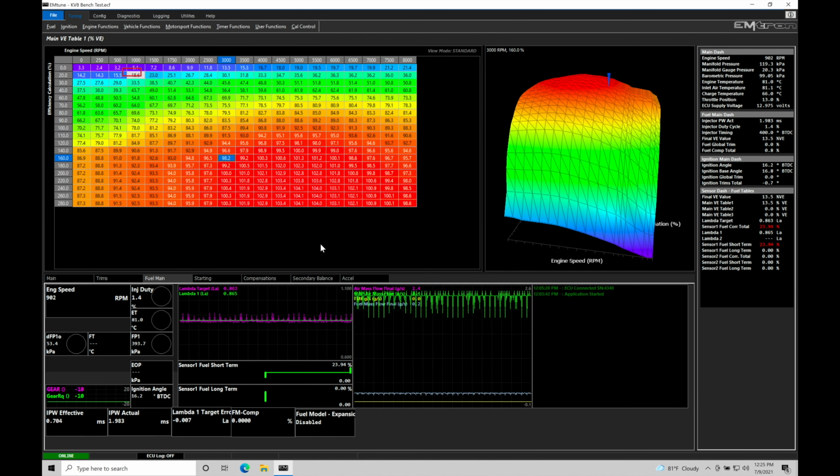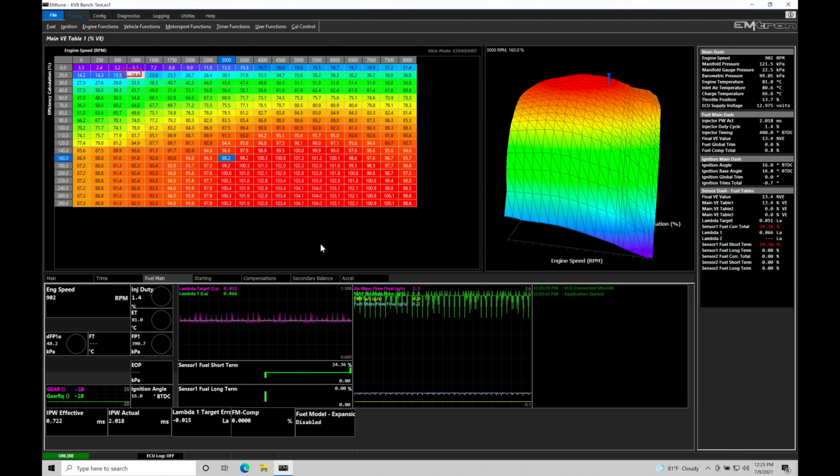Okay, so let's get started. We're going to be taking a look at working with our speed density airflow-based modeling strategy that we have within our Emtron ECU. We have a variety of different ways we can represent what the air mass or airflow is coming into our engine with our Emtron. We can use a MAP pressure sensor, traditional for speed density airflow-based strategy. We have a mass airflow sensor. We can use that to measure the amount of airflow coming into the engine.